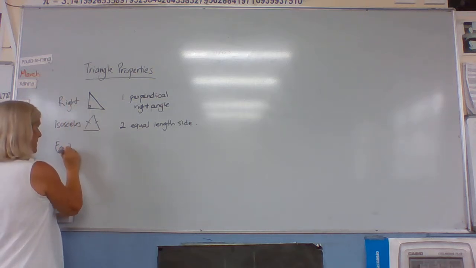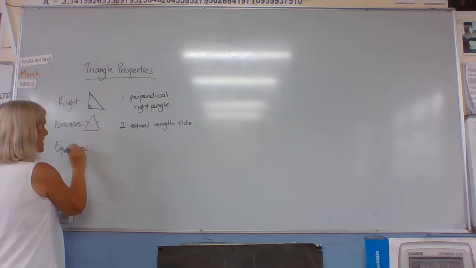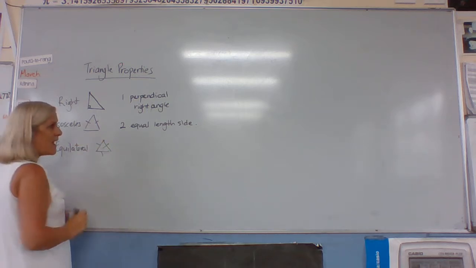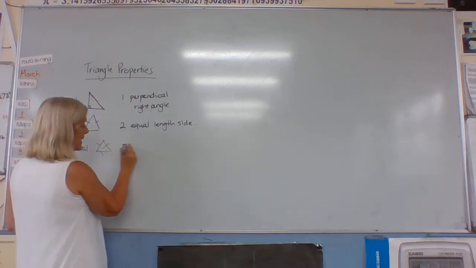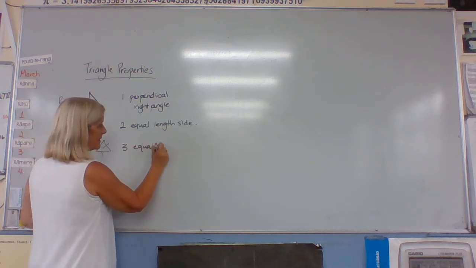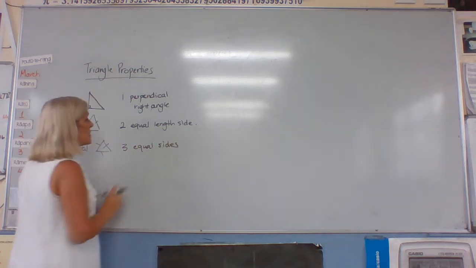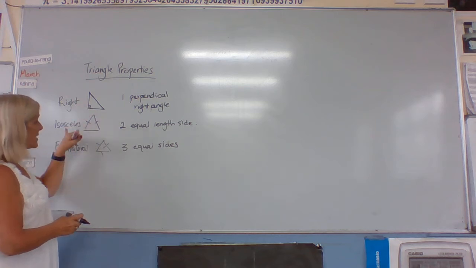Equilateral. Same thing as the last one, but this time all 3 have to be equal, right? 3 equal sides. We can also have a right isosceles.